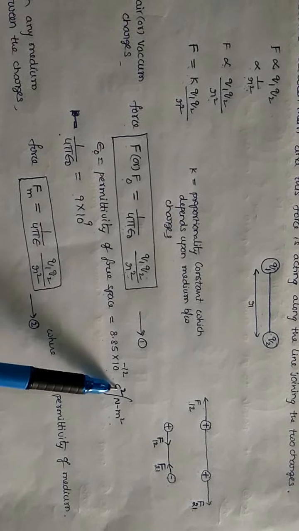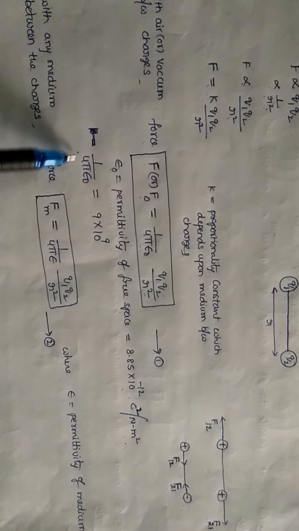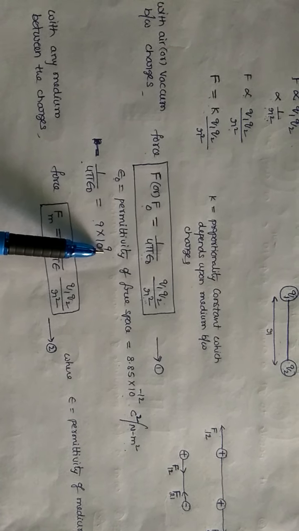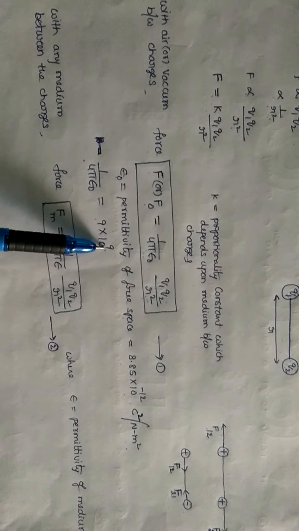It is a very useful value, remember. And the value of 1 by 4 pi epsilon naught is equal to 9 into 10 power of 9. Very useful value, and you have to remember this value.